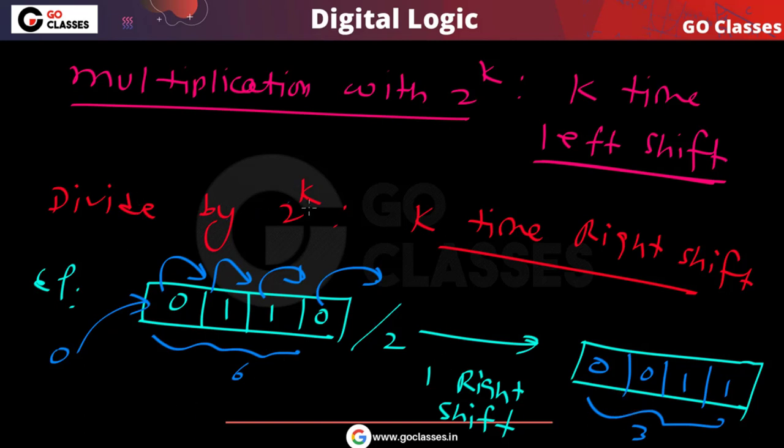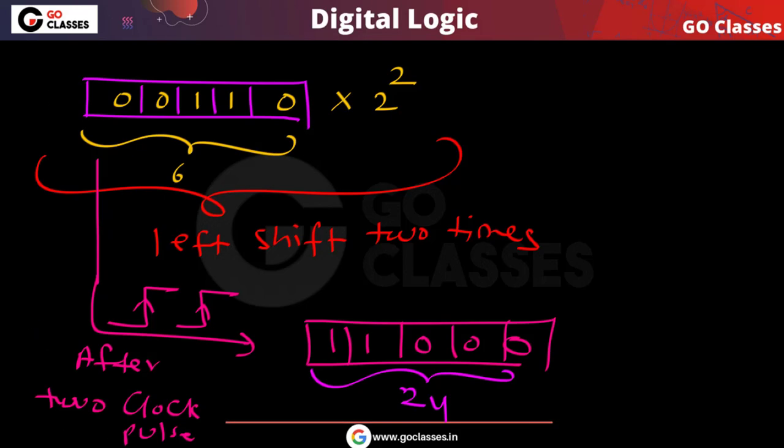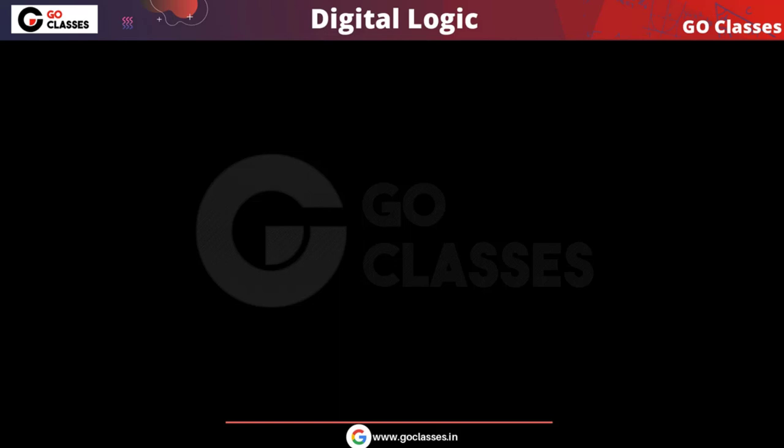So you can notice if you want to divide by 2 power k, then you do k times right shift. So this is another application: multiplication with power of 2, and similarly division by power of 2. If you want to multiply by 2 power k, then you do left shift k times. And if you want to divide by 2 power k, then you do right shift k times.